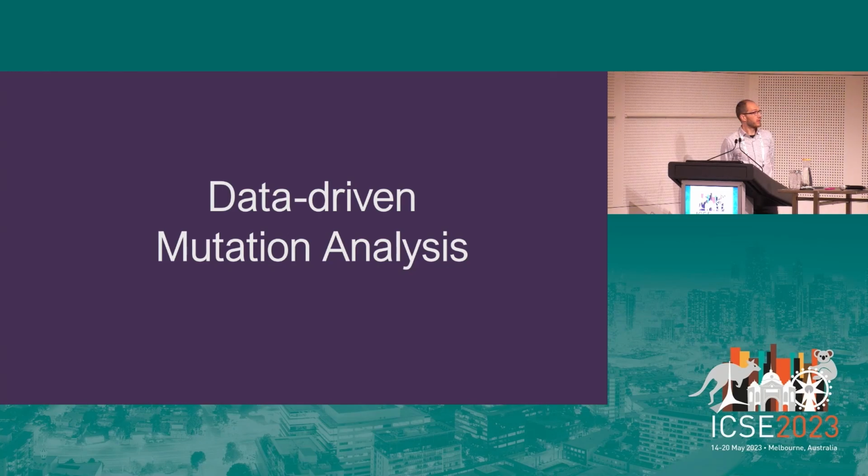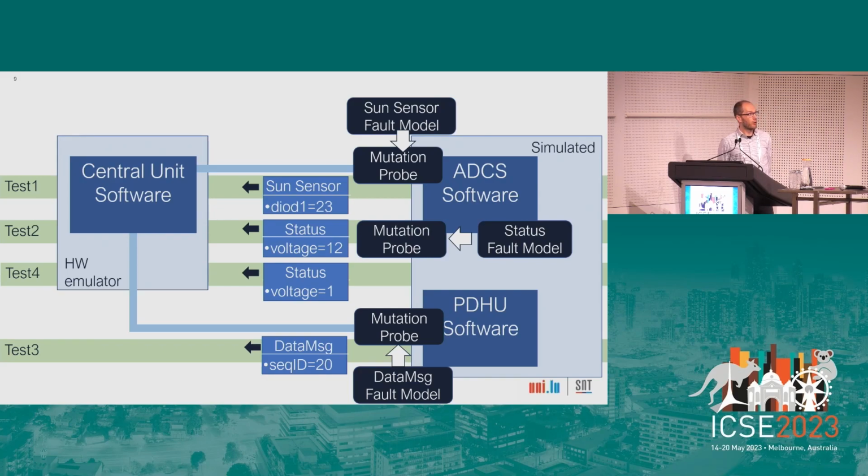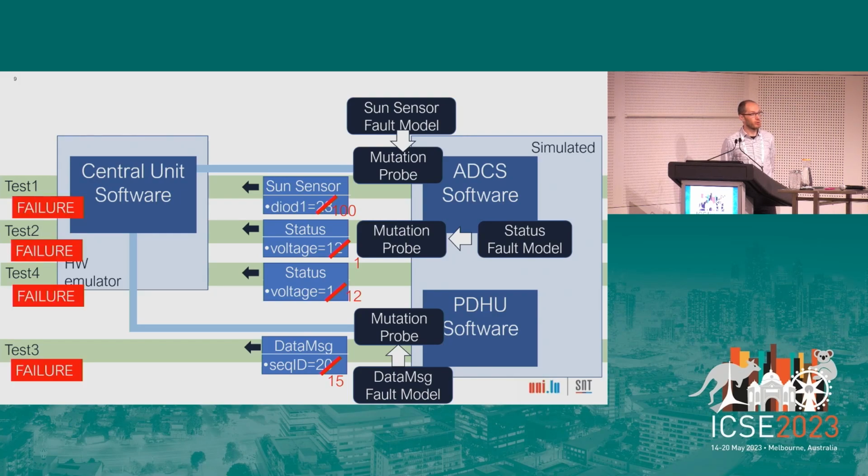So we propose data-driven mutation analysis. It consists of injecting mutation probes in the different components of the system, especially in the communication layer. These mutation probes are controlled by fault models that are defined by the software engineers in such a way that they generate mutated data that should lead to failures. For example, the engineer defines a fault model that modifies the data in such a way that data belonging to an input partition is replaced with data belonging to another input partition.